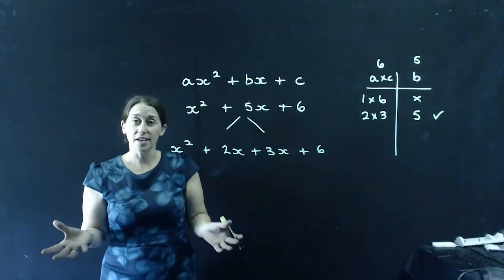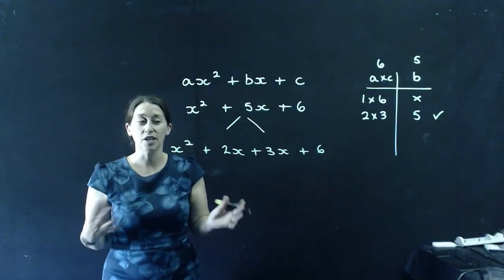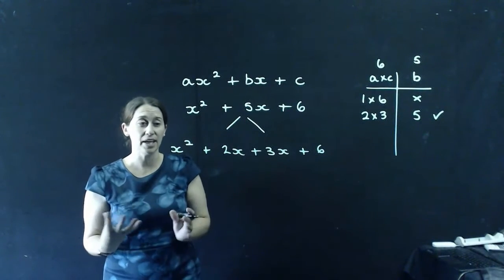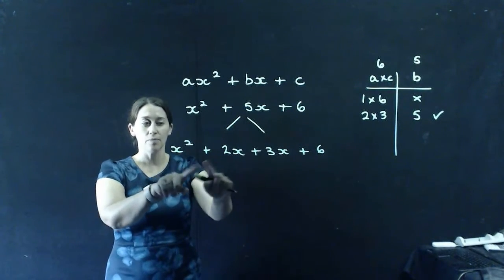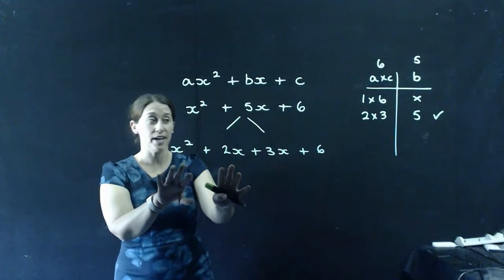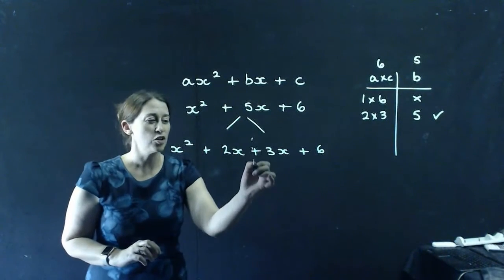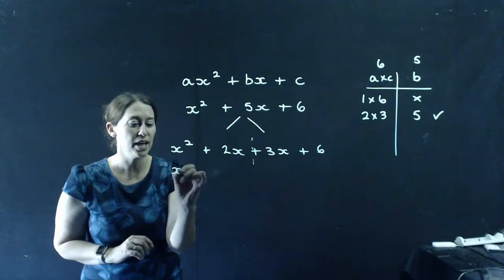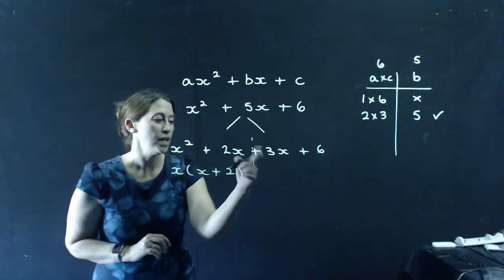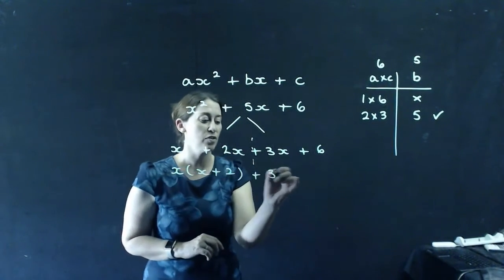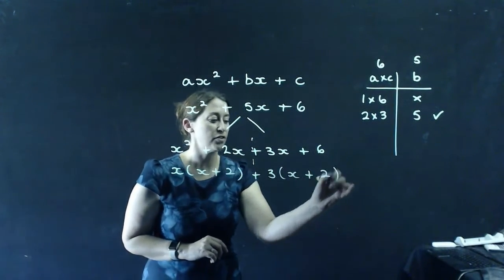Now I can factorize in pairs. I can look for common factors within the pairs. These two work together as a pair, and they've got a common factor of x. And these two work together, and they have a common factor of 3. So I'm going to group them together, pulling out the common factors here. On this one I said I was going to pull out a 3, and that leaves me with x plus 2.